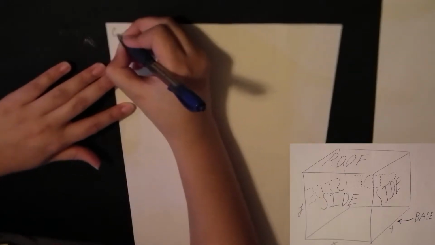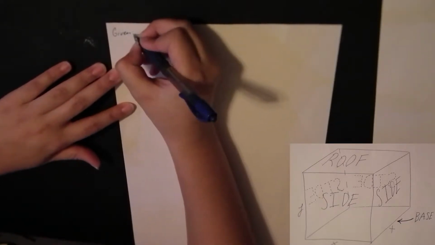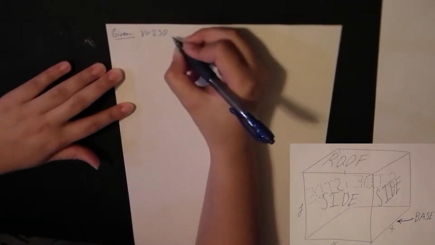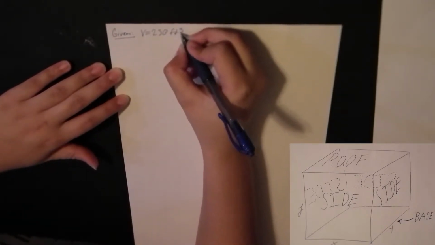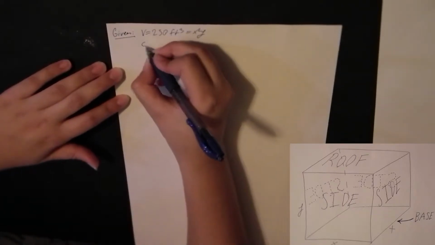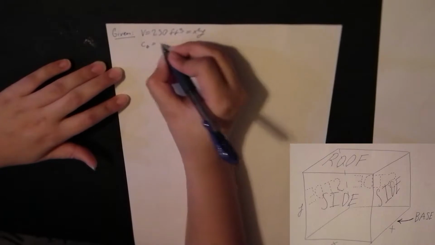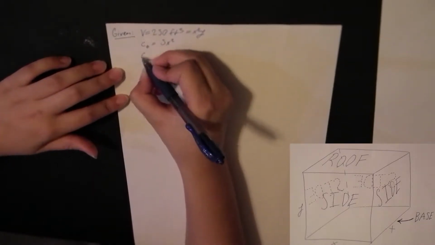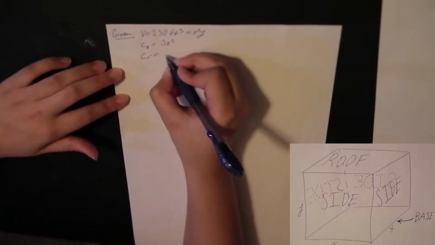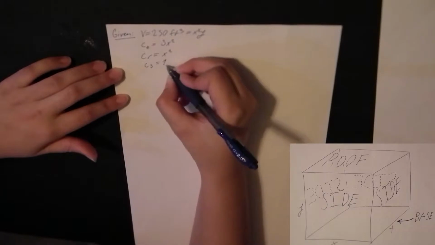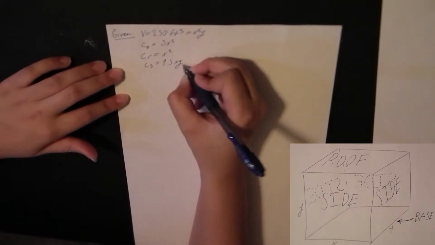The first step is to find the given equations, or the secondary equations. Volume equals 250 feet cubed, which is equal to x squared y. The cost of a base equals 5x squared. The cost of the roof equals 1x squared. The cost of the sides equals 1.5xy.